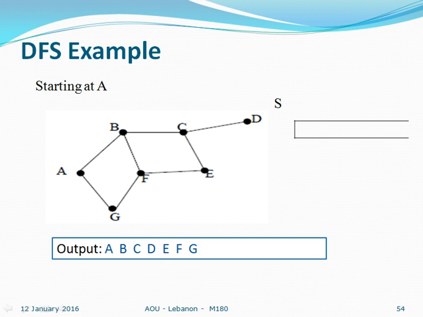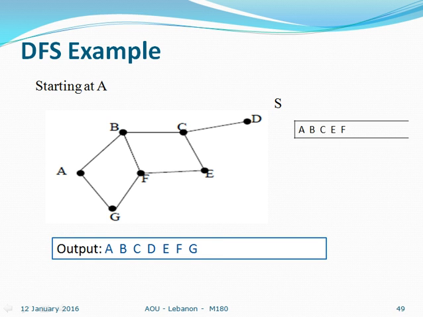So hence the stack is empty. At this point we are going to stop our algorithm. So our output is the traversed vertices starting from A, that is A, B, C, D, E, F, G. This is the method for DFS.